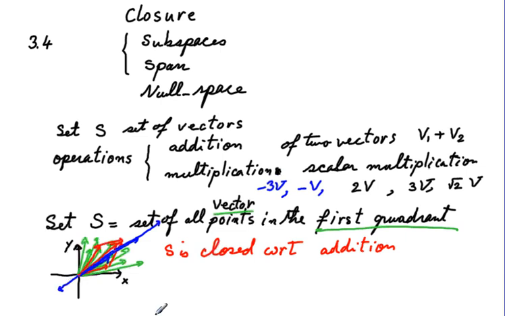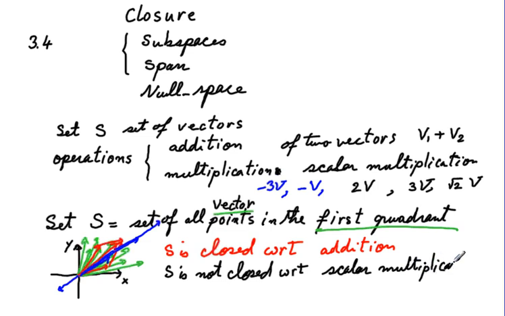So we can say S is not closed with respect to scalar multiplication. Or sometimes they just say multiplication because the assumption is that that is all that we are caring about. That's the only thing that makes sense here.